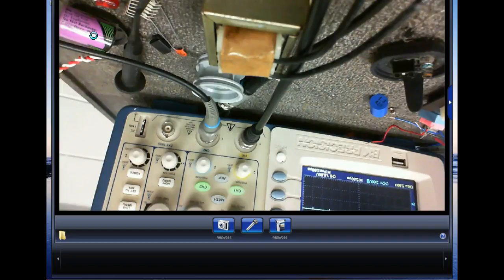A transformer is basically two inductors together. So what are inductors used for? They're used for transformers. But what we do is we have them so close together that this one generates a magnetic field and it couples into the second.